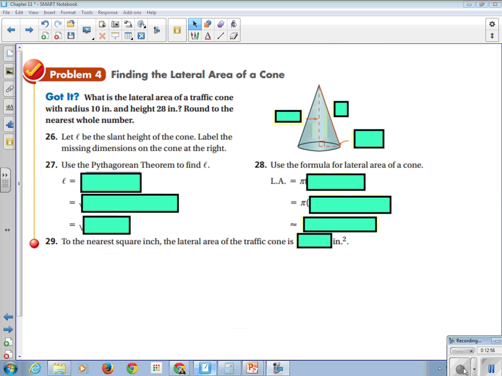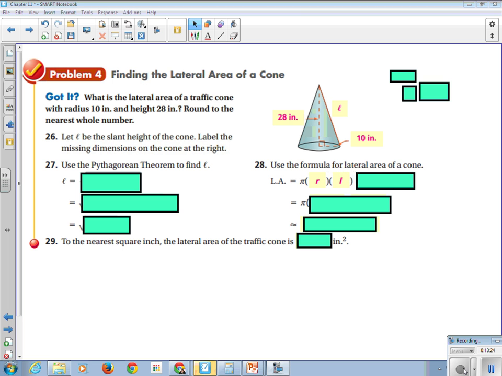So we're going to find the lateral area of a traffic cone with a radius of 10 and a height of 28. And we're going to round to the nearest whole number. We have a little bit of an issue. We need the slant height to find the lateral area, because lateral area is pi times the radius times the slant height. So we have to use Pythagorean Theorem.